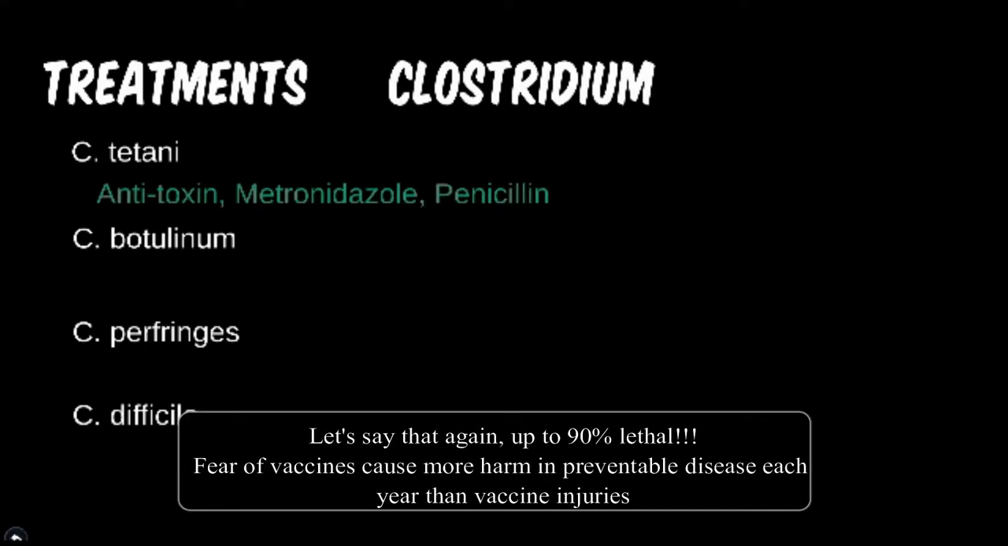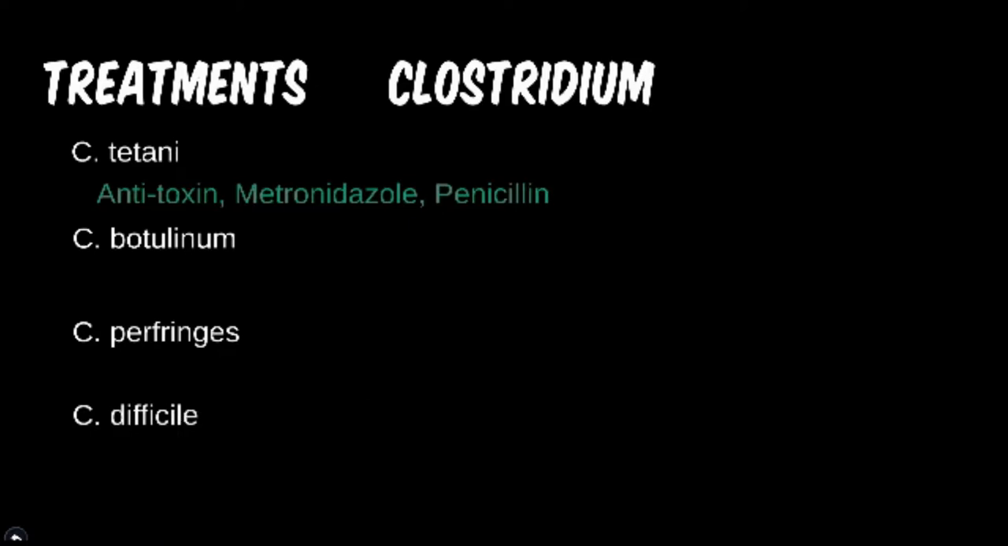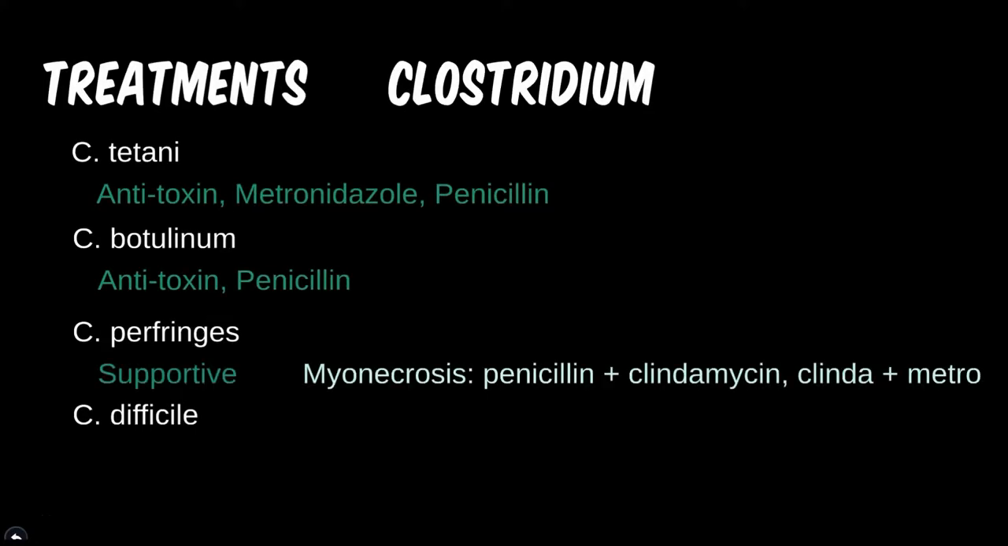As botulism is generally ingested or injected, in the case of Botox, there is much less to do but take supportive means and deliver antitoxin. Intubation may be necessary to keep a paralyzed airway open, and penicillin or metro can be given to eradicate the bug. For C. perfringens, it is much less common than the other Clostridium species. Often it leads only to food poisoning, which is handled supportively. For myonecrosis, a combination of penicillin and clindamycin or clinda and metro may be used.